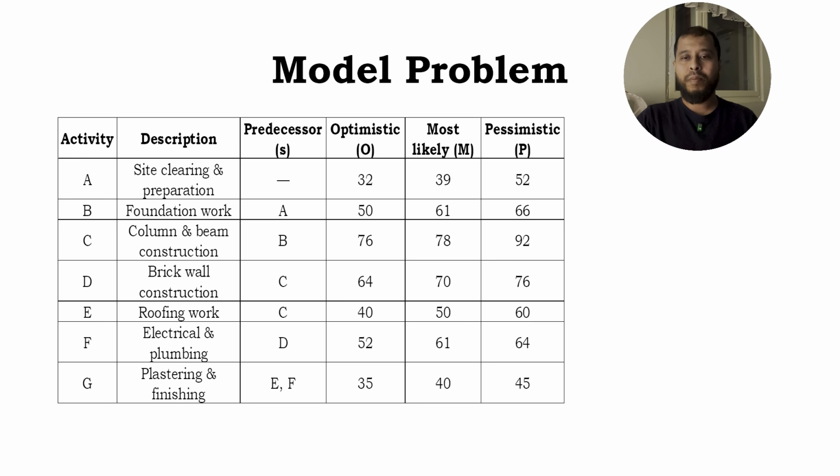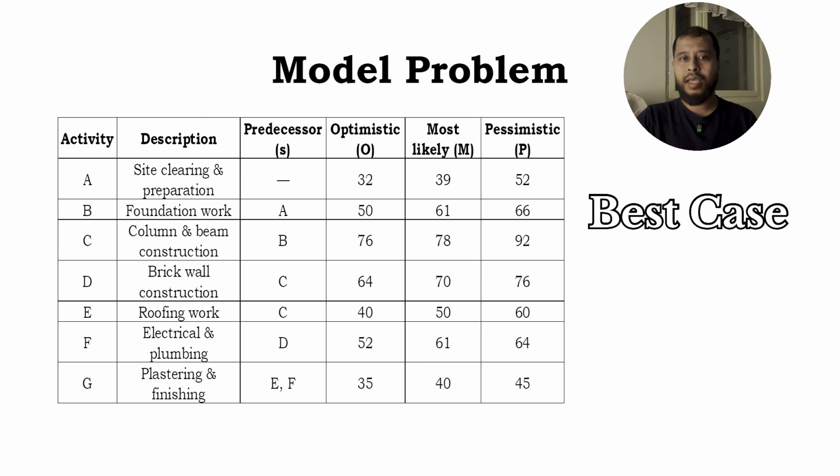Let's break down how PERT works step by step by using this problem. I will use a model problem from a construction project to illustrate. Think about building a house with various activities like site clearing and preparation, foundation work. On screen, you will see the activity table with predecessor, optimistic, most likely, and pessimistic time.